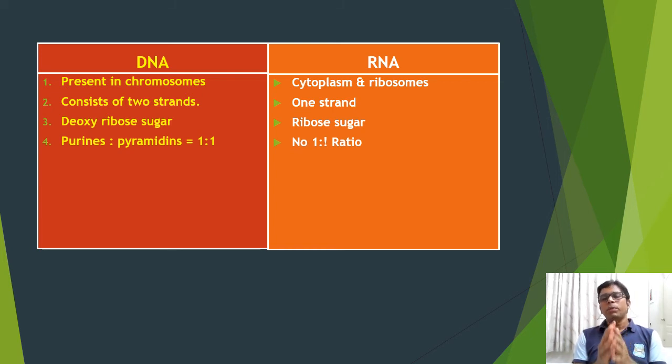Here there is no complementary base pairing in RNA between purines and pyrimidines. So that's the reason why purines and pyrimidines do not show a 1:1 ratio.